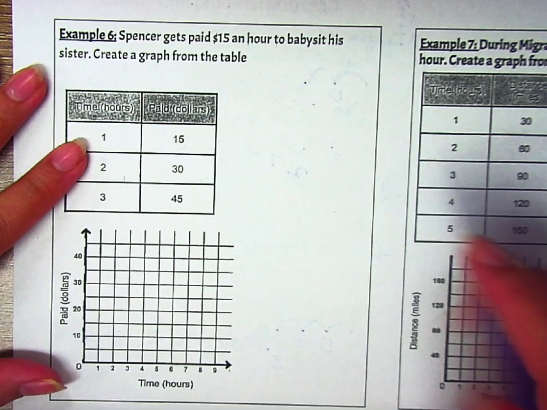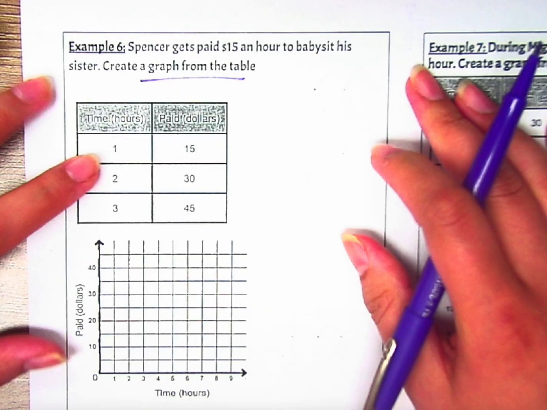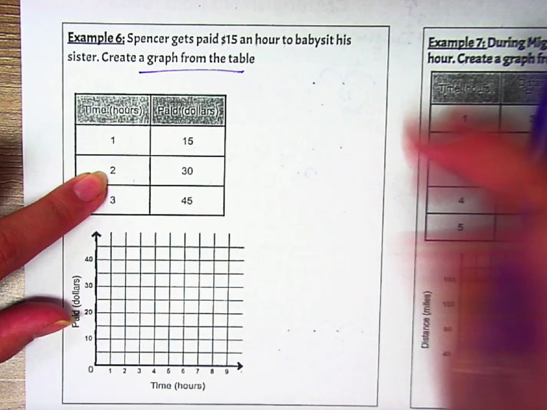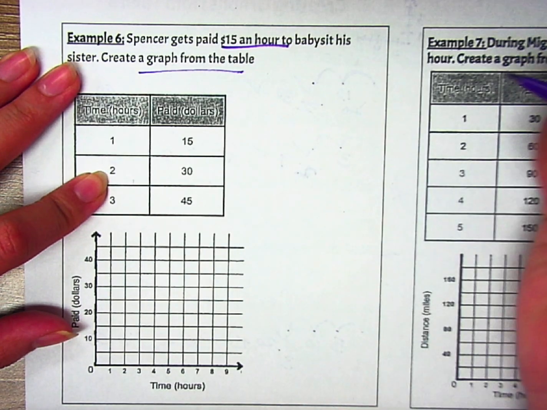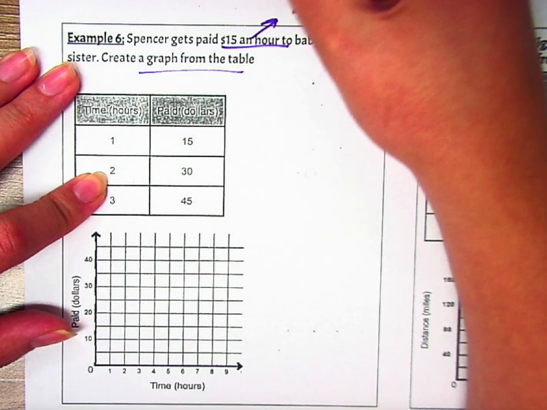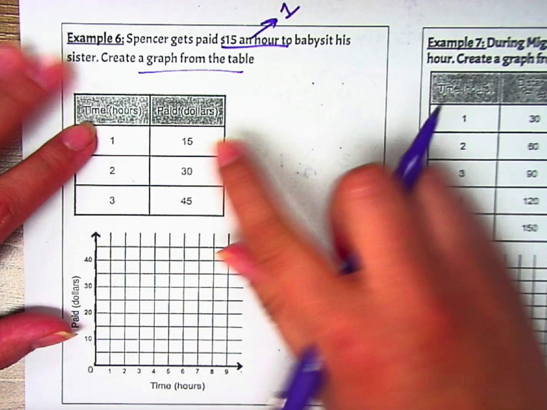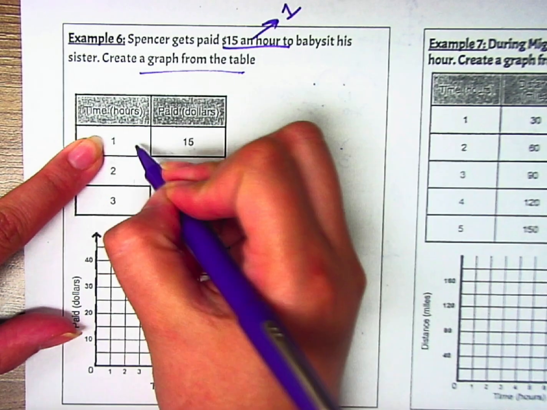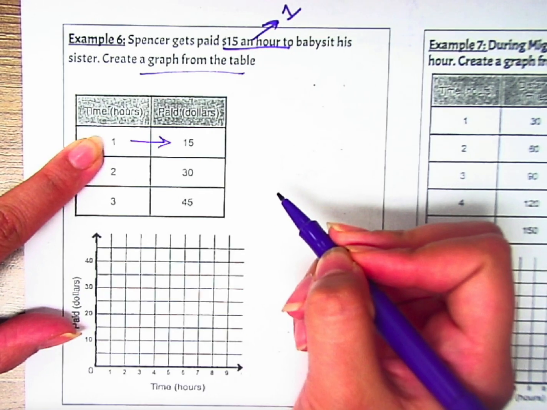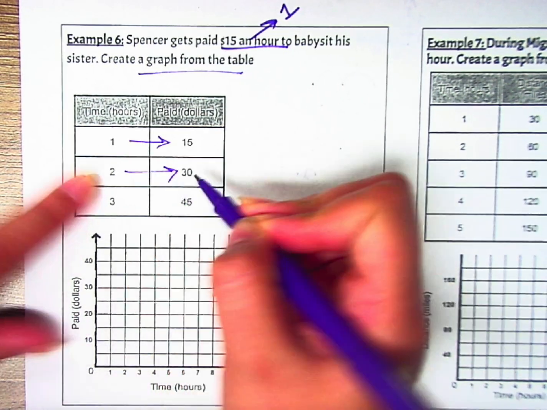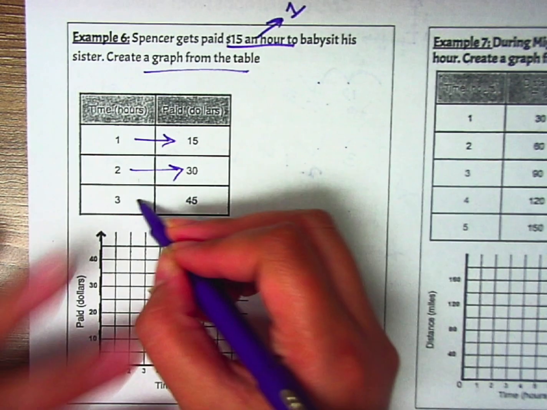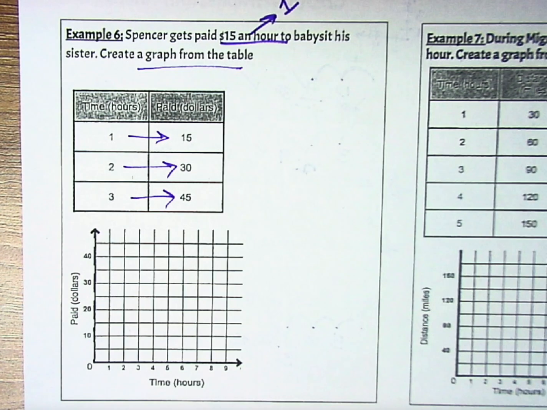Create a graph from a table. So they're giving us our table. It says $15 an hour. Remember, an hour just means for one. So for 1 hour, he gets paid $15. For 2 hours, he gets paid $30. And for 3 hours, he gets paid $45. Okay?